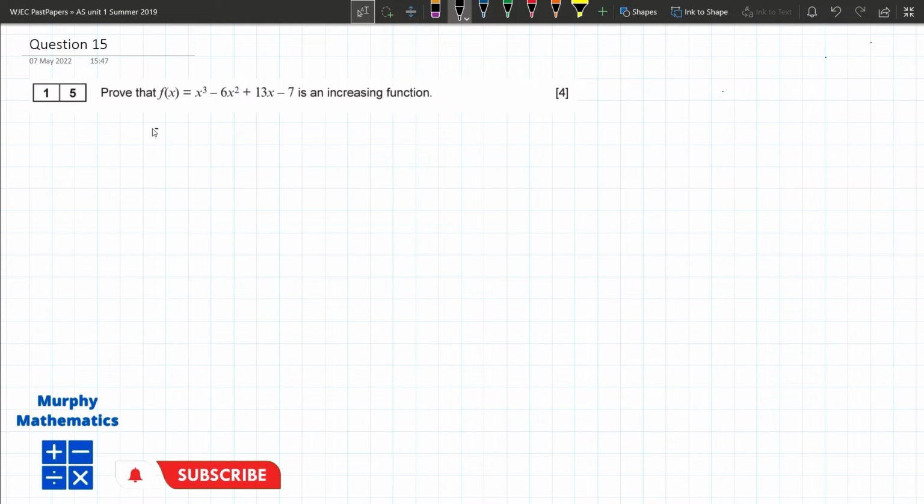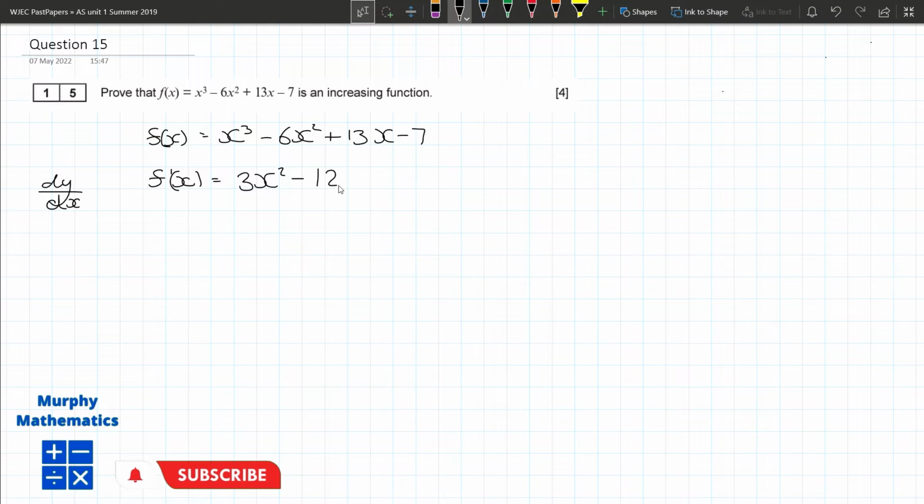So here's our function f of x equals x cubed minus 6x squared plus 13x minus 7. Okay, so let's do the derivative, and that's the dy over dx, but for using f of x we can use f comma x. They just mean the same thing, they're just different syntaxes. So we multiply by the power and decrease the power by 1, so we're going to have 3x squared minus 12x plus 13. So this is the derivative, and we know that's the gradient.